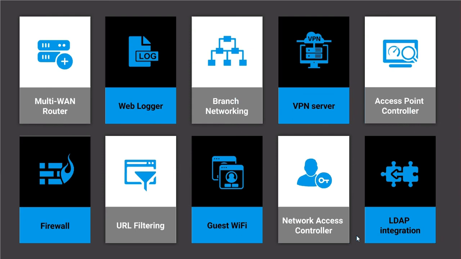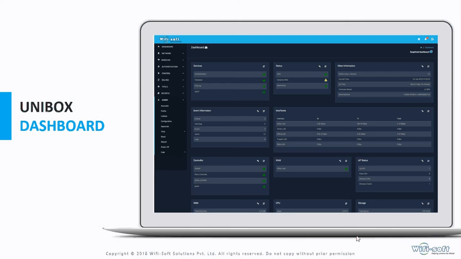One of them is obviously blocking ports, blocking URLs, and so on. The guest Wi-Fi is one of the main functions of UniBox. It functions as an access controller, and UniBox also provides different third-party integrations like LDAP, Active Directory, G Suite, and many more. So that essentially is a quick overview of UniBox.